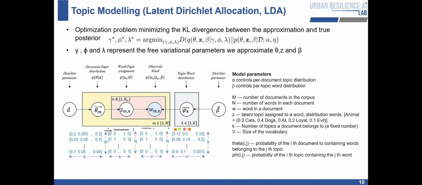The probability we discussed above is very messy, so we cannot calculate that on paper and get nice equations. So we're going to approximate that with some known probability distribution that closely matches the true posterior. The way to do this is to minimize the KL divergence between the approximation and the true posterior as an optimization problem. Gamma, phi, and lambda represent the free variational parameters we approximate theta, Z, and beta with.